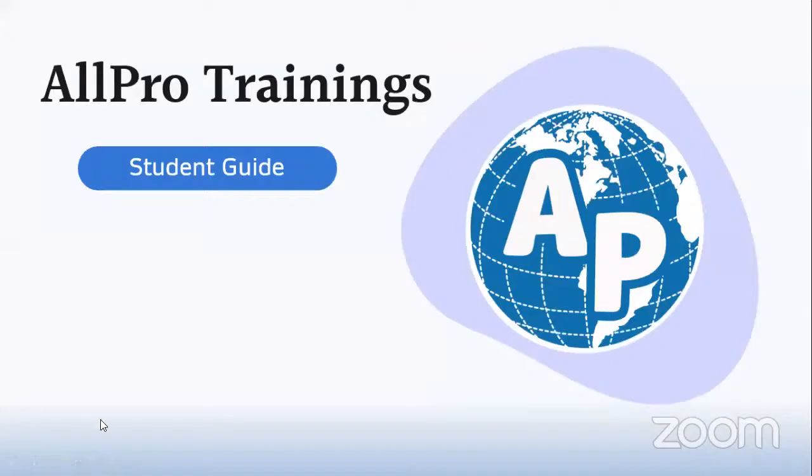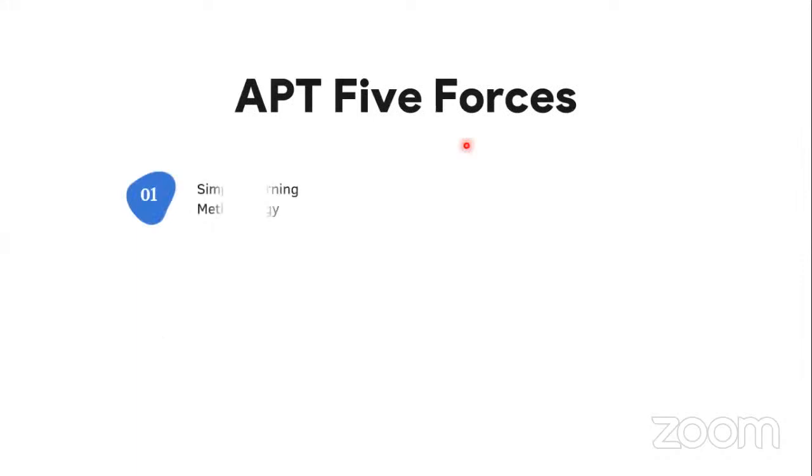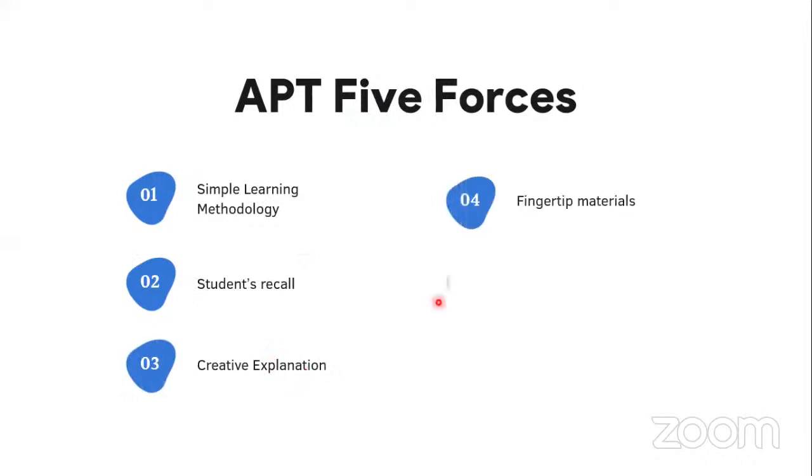So next I am going to present the APT students guide, and we are going to explain the APT students guide. This is how we are teaching our students in our training center. We are following the APT 5 courses, which include a simple learning methodology, which is the first one, followed by students recall, creative explanation, fingertip materials, and additional bonuses.